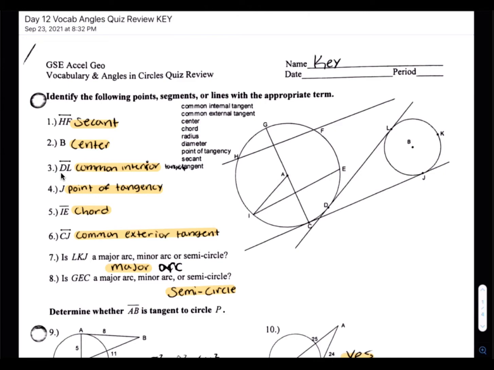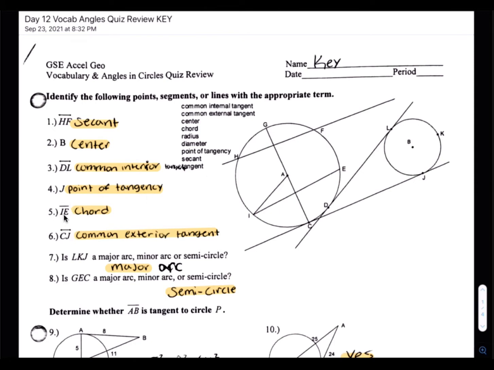Number 3, line DL. Line DL is a tangent to this circle, and it's also a tangent to this circle, so we say this is a common interior tangent. Point J is the point where this line is tangent to the circle, so point J is called a point of tangency.